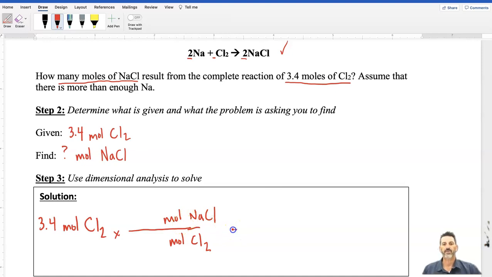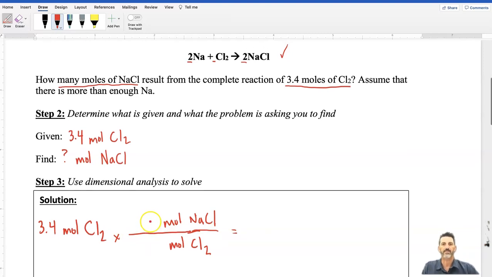And now I have some sort of mole ratio that I need to figure out. Now, again, this comes off of the balanced equation or the recipe. The recipe tells me that for every 1 mole of chlorine gas, I'm going to make 2 moles of sodium chloride. So those coefficients, the 1 and the 2, come right off the balanced equation. And then I'm going to cancel my units.